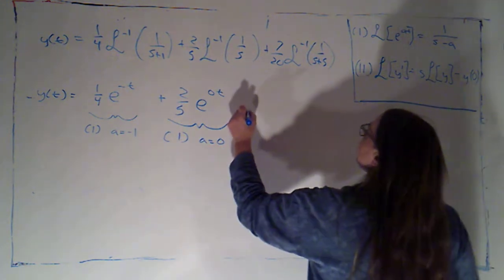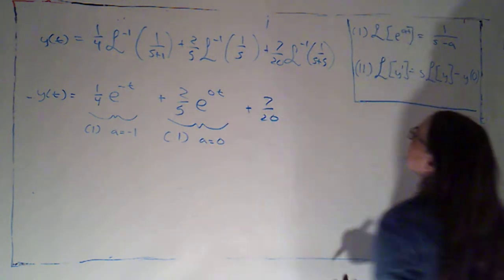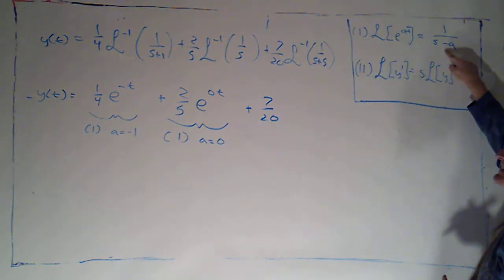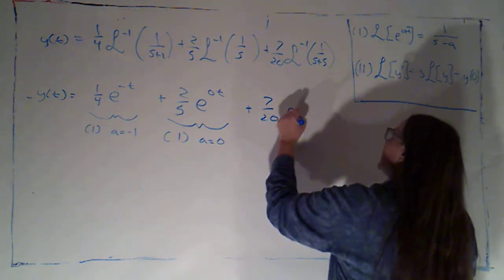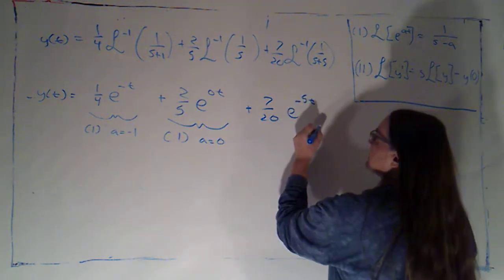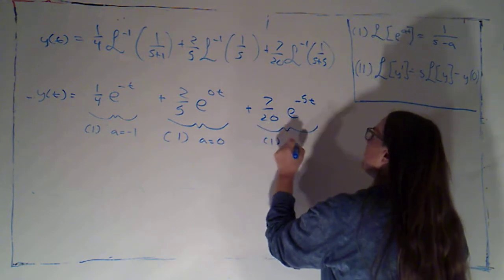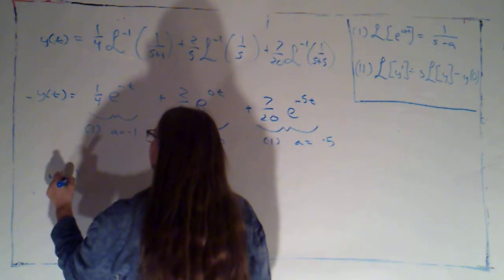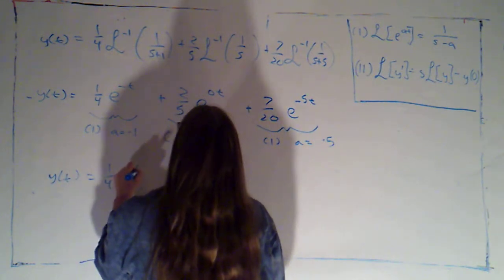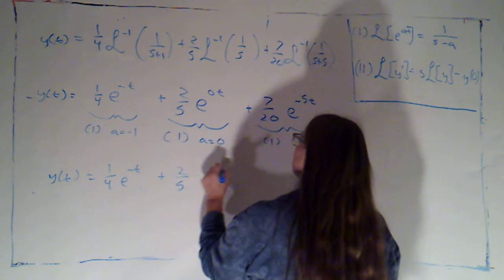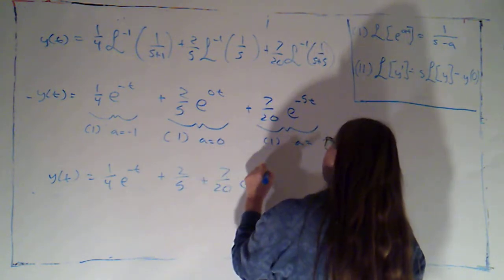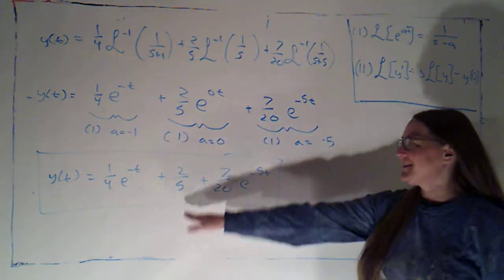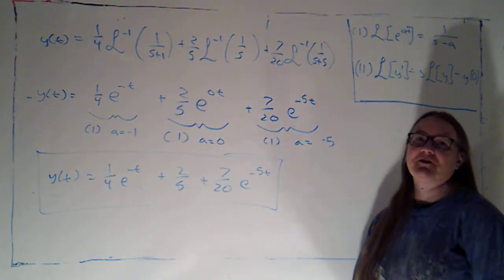Okay. And then this is plus 7 twentieths. 1 over s plus 5, that would be s minus a negative 5. So that's going to be e to the negative 5t. And that's just formula 1, where a is negative 5. So my y of t is 1/4 e to the negative t plus 2/5 plus 7 twentieths e to the negative 5t. That is the solution to the original differential equation we had.